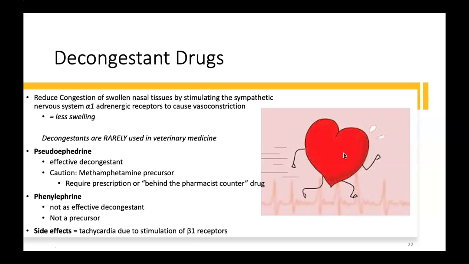All right, carrying on, decongestant drugs. These drugs reduce congestion of swollen nasal tissues by stimulating the sympathetic nervous system alpha-1 adrenergic receptors to cause vasoconstriction. So the goal here with that big, huge, wordy sentence is they're causing vasoconstriction to reduce the amount of swelling within the respiratory tract. That being said, decongestants are rarely used in veterinary medicine.